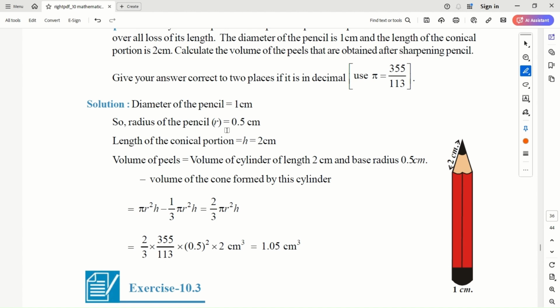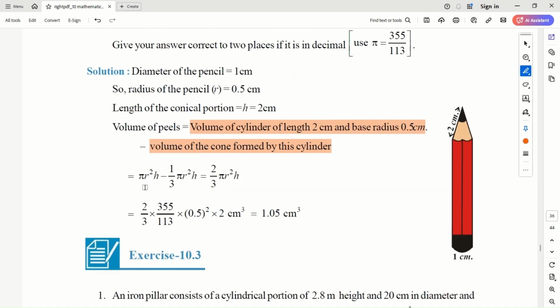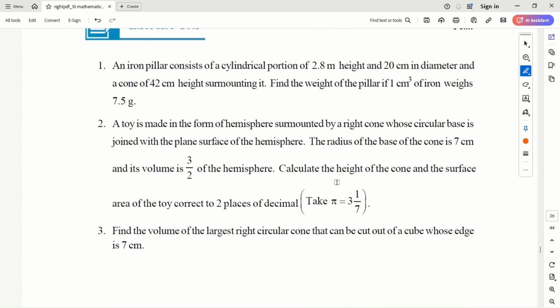So the diameter of the pencil is 1, so the radius is 0.5. The length of the conical portion is 2 centimeters, which remains the same. Volume of peels is volume of cylinder of length 2 centimeters and base radius 0.5 centimeters minus volume of the cone formed by this cylinder, which is nothing but pi r square h minus 1 by 3 pi r square h. So if I substitute the values correctly, what I will get is 1.05 centimeter cube. This much wood of the pencil is chopped off, basically peeled off. Okay, let's do exercise 10.3 now.